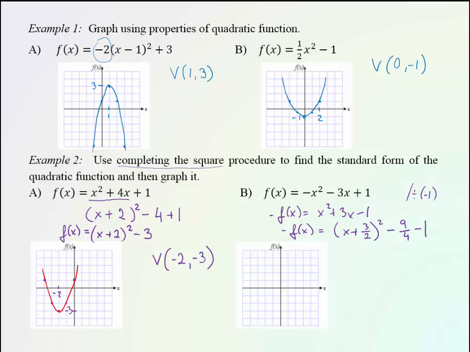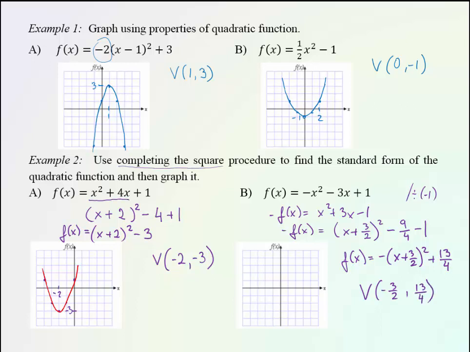Now what we need to do is to combine these two numbers and also change the sign because we really want f of x by itself. So it will be negative bracket x plus 3/2 squared. Now this 1 is the same as 4/4, so 4 and 9 is 13, and we're switching the sign, so it's plus 13/4. Okay, so let's list the coordinates of the vertex. It is negative 3/2 and positive 13/4.